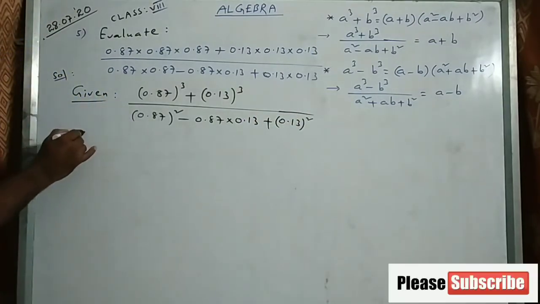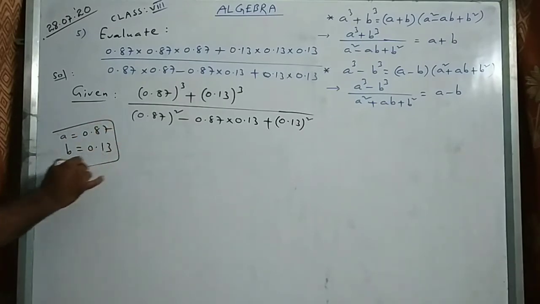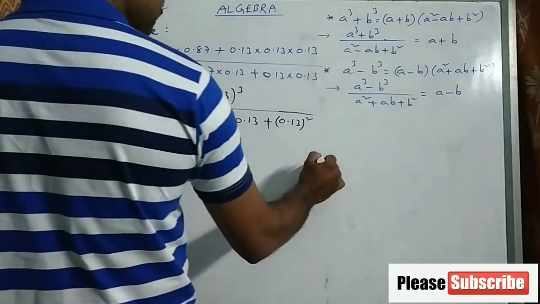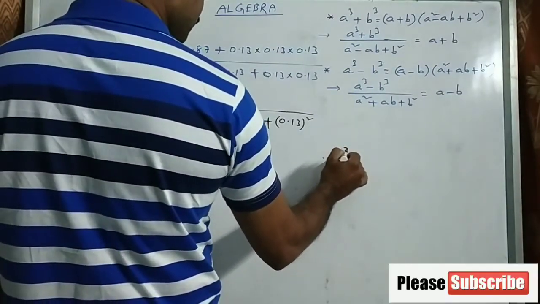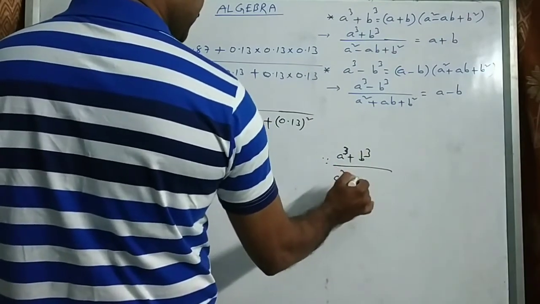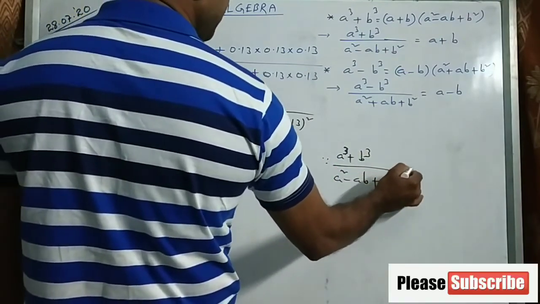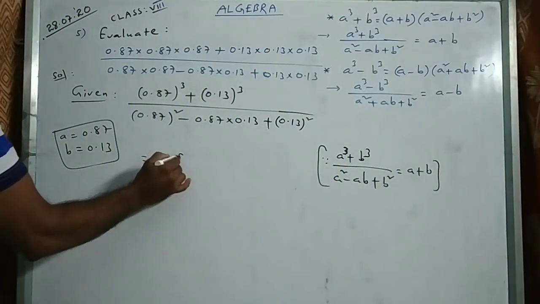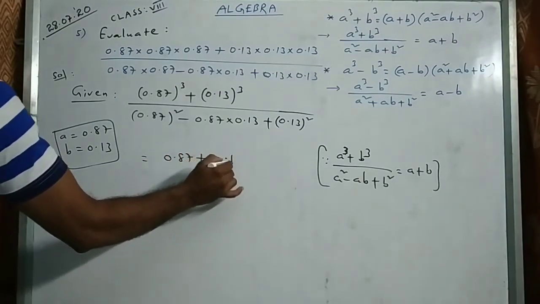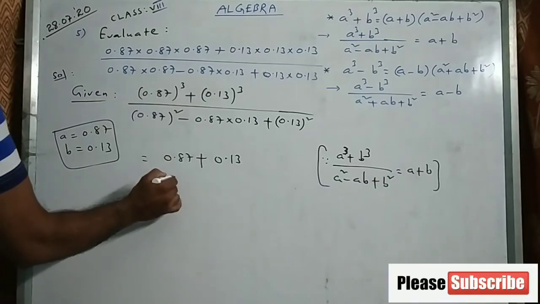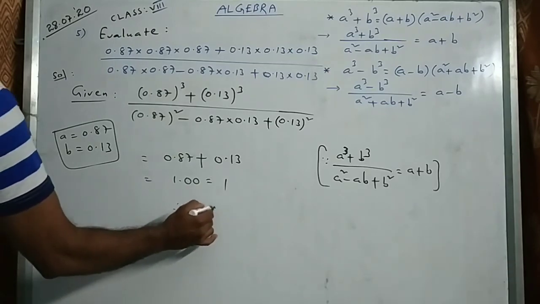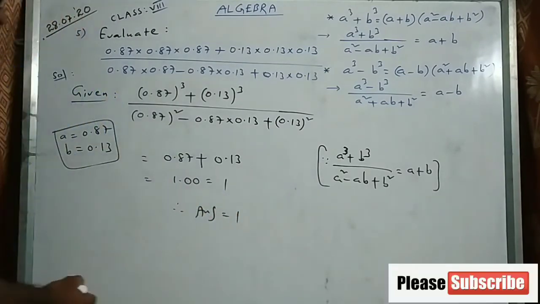Here what is the value of a? 0.87, b value 0.13. Okay. So what is the form of this? First one again. What is the first formula? a cube plus b cube upon a square minus ab plus b square can be a plus b. Right? So what is my answer here? a plus b, 0.87 plus 0.13, 1.00, right? So that means 1. So answer is 1. Okay?